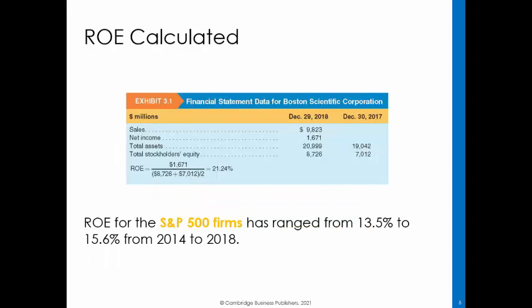Return on equity is an important metric, and in the 5 years from 2014 to 2018, return on equity of the S&P 500 firms ranged from 13.5% to 15.6%. The S&P 500 index is a market capitalization weighted index of the S&P 500 firms. In this chapter, we will be using Boston Scientific to illustrate profitability analysis. Boston Scientific's return on equity for 2018 was 21.24%, as shown on this slide.